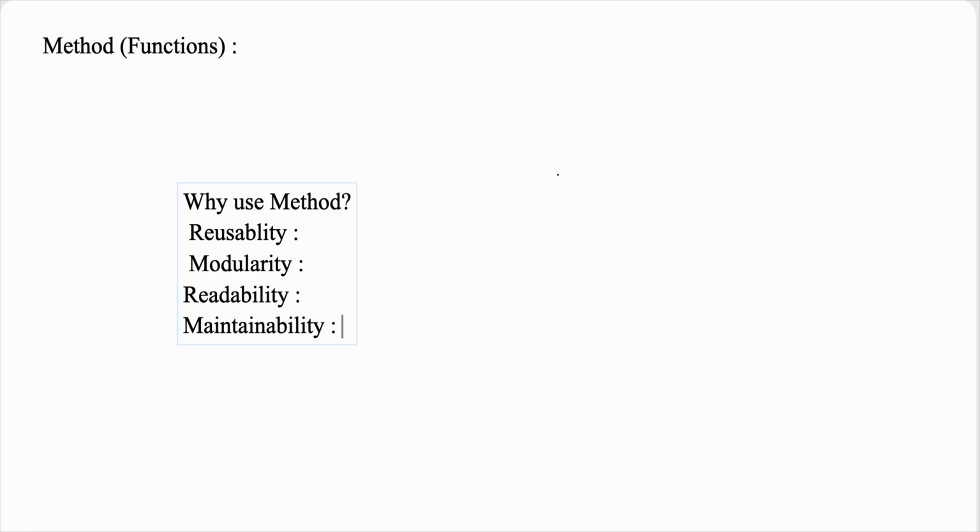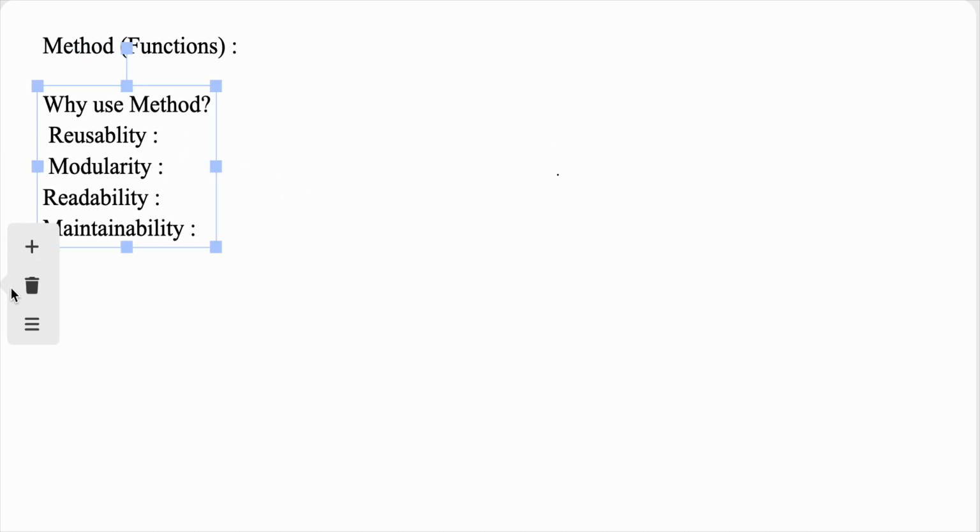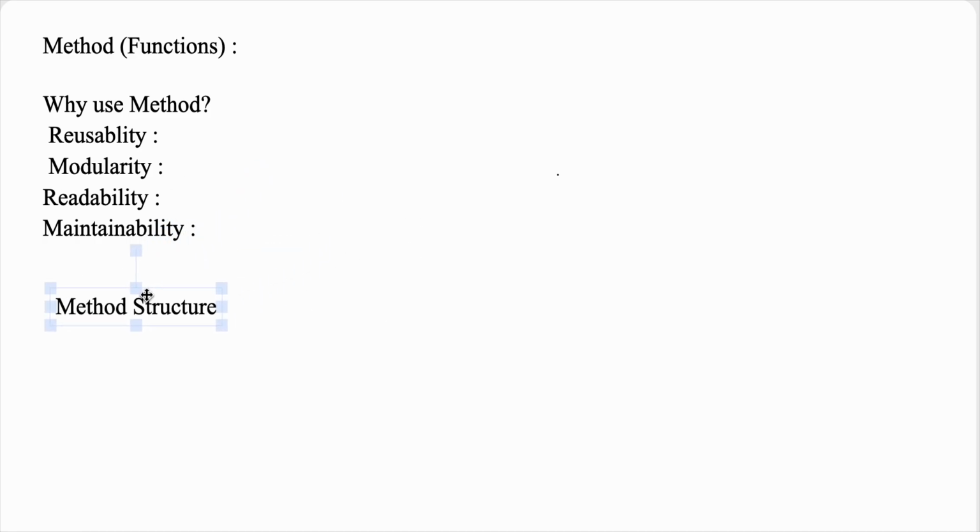There is one more thing regarding method structure. A method in Java consists of an access modifier, return type, method name, parameters, and method body. Okay, so I will write those things here. It consists of first, the access modifier.